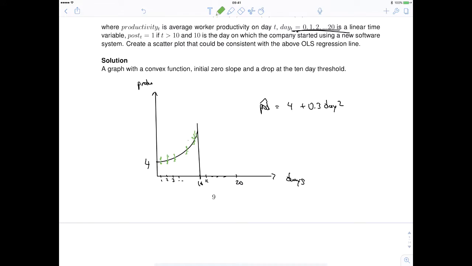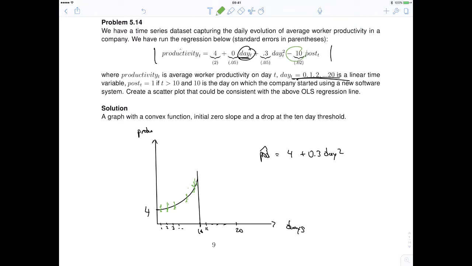What happens at post? Well, at post, we see that we're going to have a decrease in average productivity. By how much? By this 10, right? So at this stage here, imagine if this could continue on. If post didn't exist, this would continue like this. Agree? Because we have post, and post is saying minus 10 for all observations past day 10, or day 10 onwards, that means that that green line will be shifted down by 10 units.